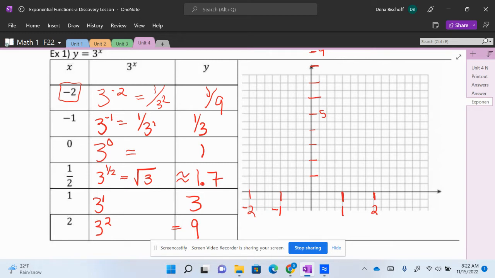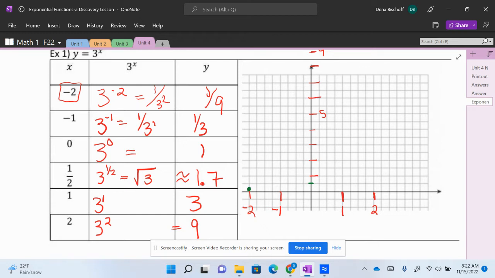So the first point, when x is -2, I want to be at 1/9. Well, this mark right here is 1/2. 1/9 is much smaller than 1/2, so I'm going to put it right on the line right above the 2. Just that teeny little dot right above the -2, right on the line. Do you guys see that?